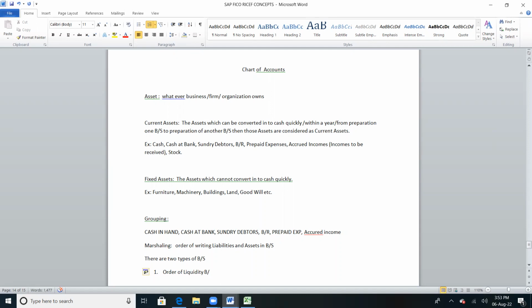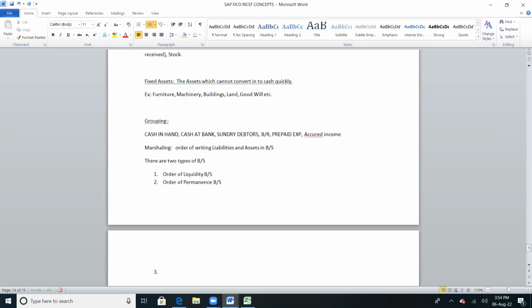So here there are two types of orders we have. One is the order of liquidity balance sheet, and the second one is the order of permanence balance sheet. Order of liquidity balance sheet and order of permanence balance sheet. Understood?